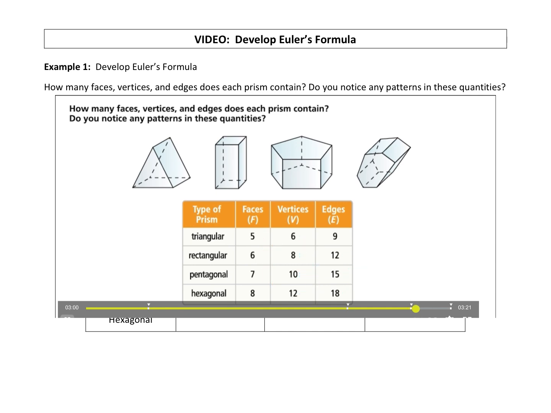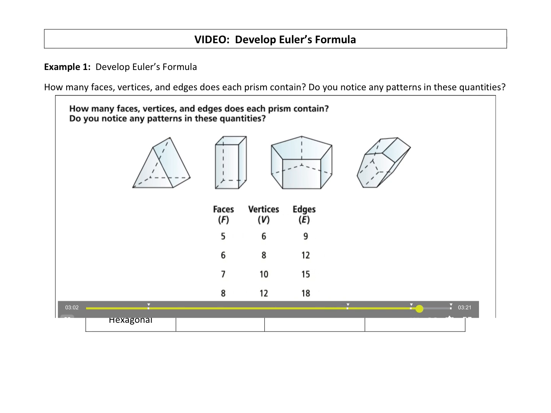When we compare the number of edges to the sums of the faces and vertices, we see another pattern. In each case, notice that the equations are balanced if we add 2 to the number of edges. Therefore, we can conclude that the sum of the faces and vertices is always 2 more than the number of edges.